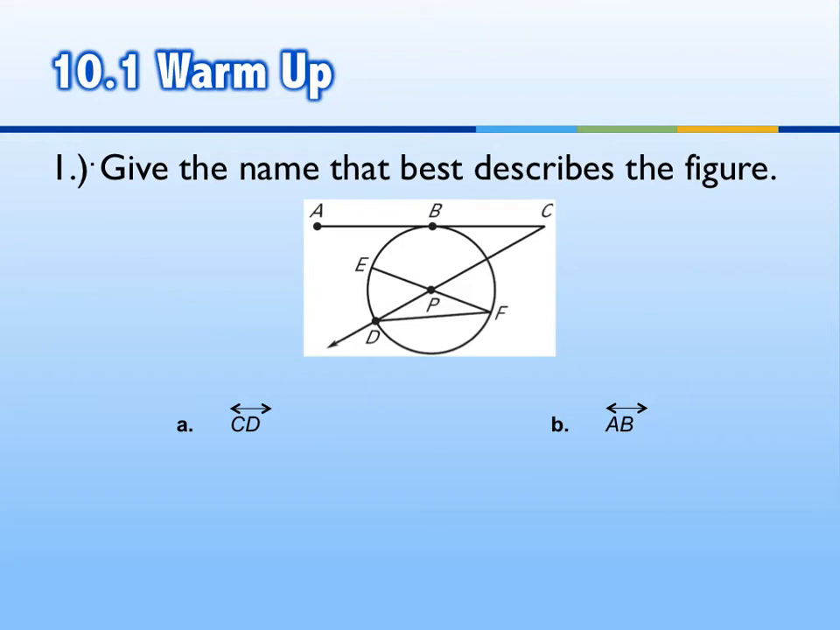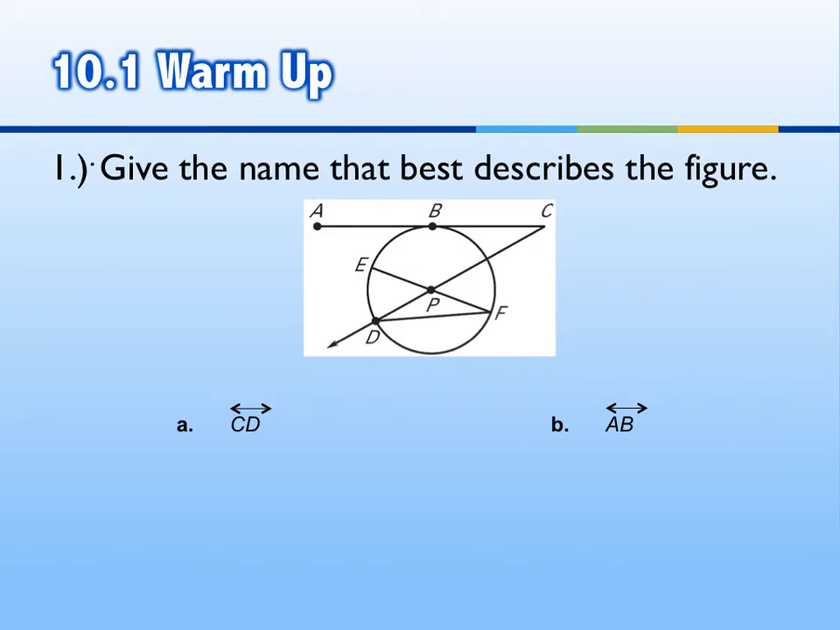Okay, so in 10 we learned a lot of vocab, right? What a tangent, what a secant, what a point of tangency is, what a chord is, what a radius was, a diameter. And we talked about common internal tangents, common external tangents. So all that stuff was part of the vocab. So where it says give the name that best describes the figure, remember sometimes there's two names for things. You want to make sure you're picking the best one.